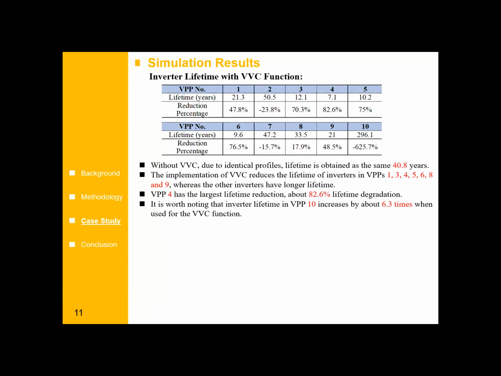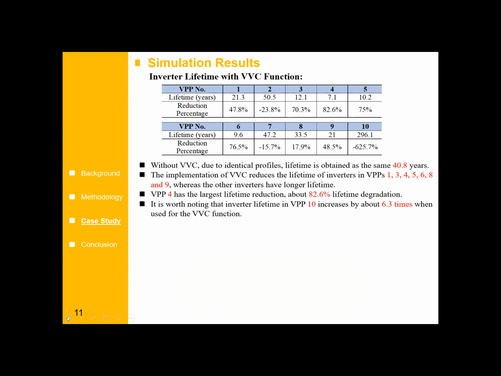We can see from this table that most inverters in the system have reduced lifetime due to the VVC function, but there are some inverters that do have longer lifetime, especially number 10. We can see that its lifetime has been increased by about 6 times when using the VVC function. That's quite interesting because it is pre-assumed that the VVC function should cause negative impacts on the inverter reliability, but its lifetime has been increased.